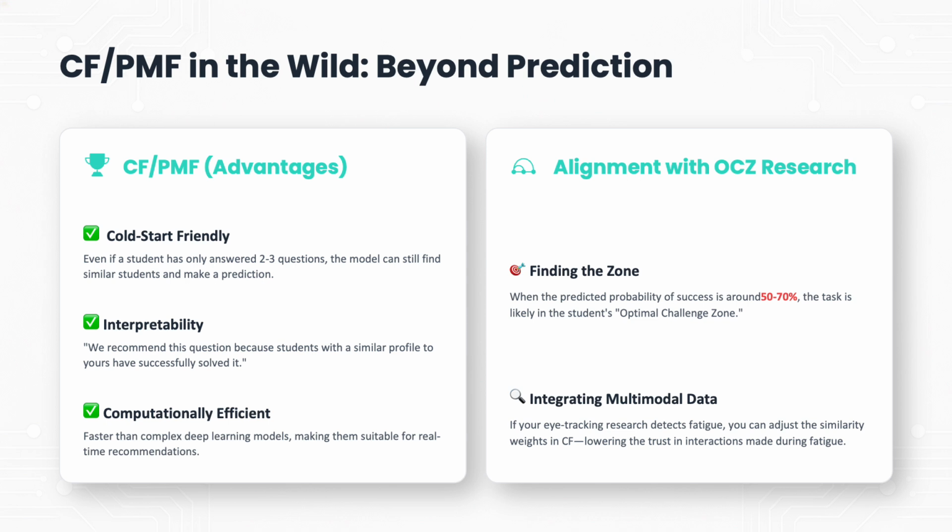Now, let's connect this to cutting-edge research, like the Optimal Challenge Zone, OCZ. If a CF-PMF model predicts a success probability between 50% and 70%, that's a strong indicator the task is in the OCZ. Additionally, we can combine these models with other data sources. For example, if eye tracking data shows a student is tired, we can reduce the weight of their answers from that time in the CF model.